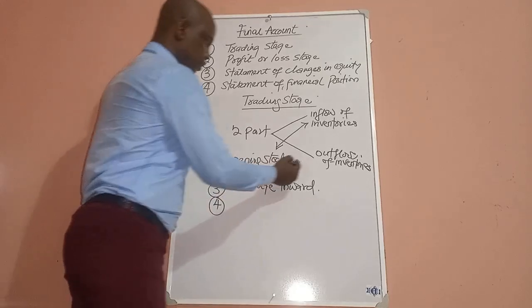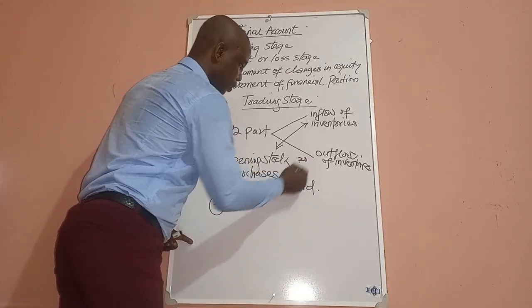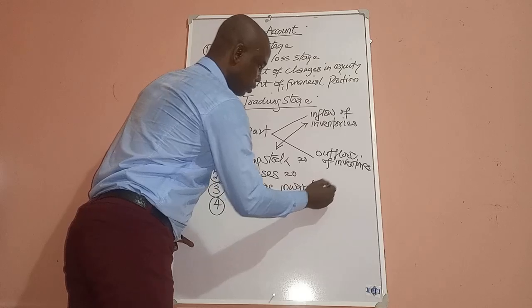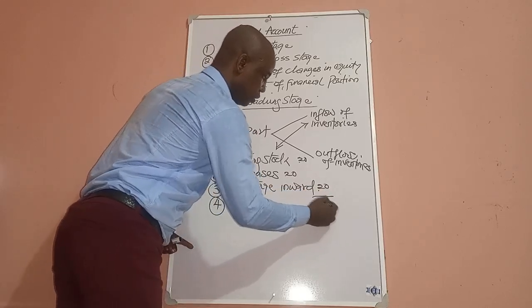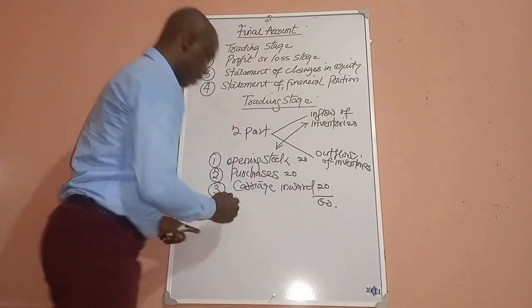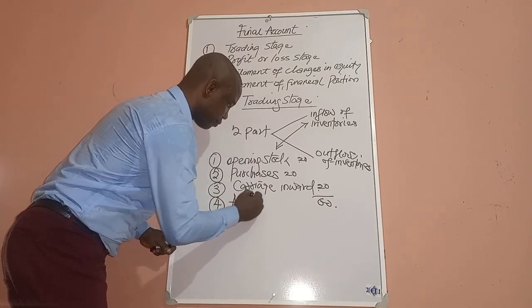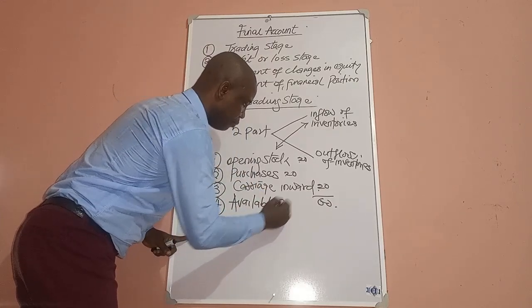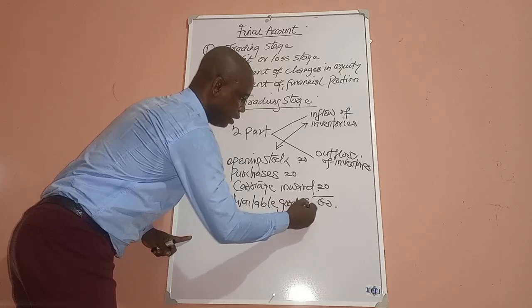Now, when you put these 3 things together, like this one is 20, for instance, this one is 20, and this one is 20, that means we're having 60. This 60 here is the available goods for sale.